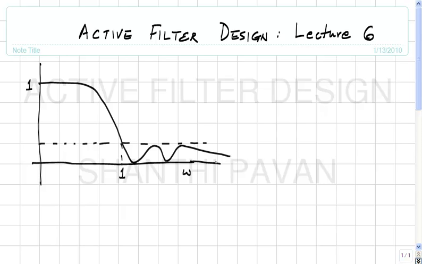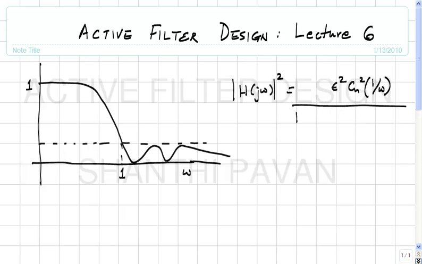One thing that we did notice, however, was that this cannot be an all pole filter because there are zeros of transmission on the j omega axis. And sure enough, when we finished the whole process, we ended up with mod H of j omega squared is epsilon squared Cn squared of 1 by omega divided by 1 plus epsilon squared Cn squared of 1 by omega, where Cn is the common Chebyshev polynomial that we know.